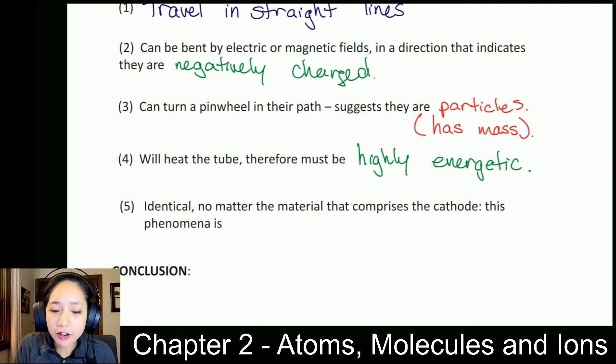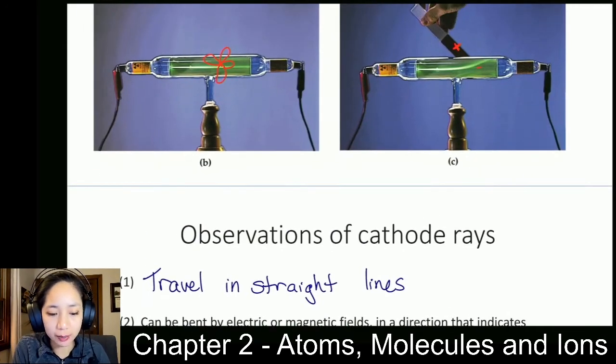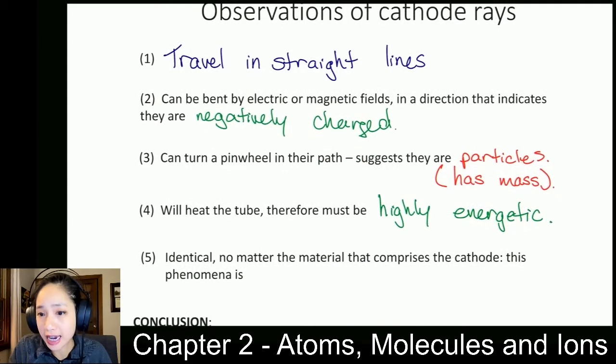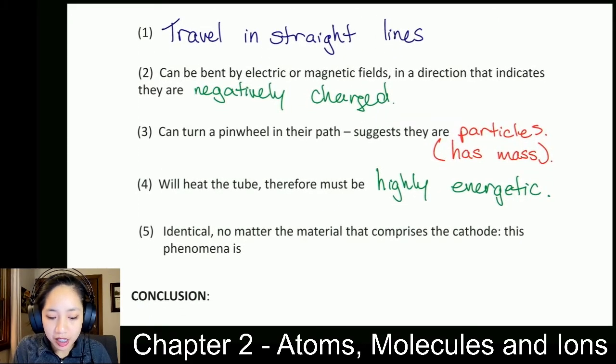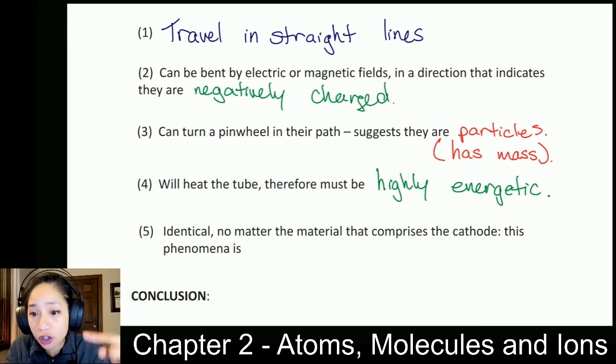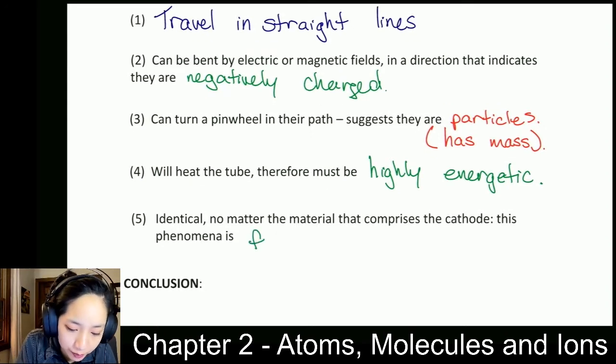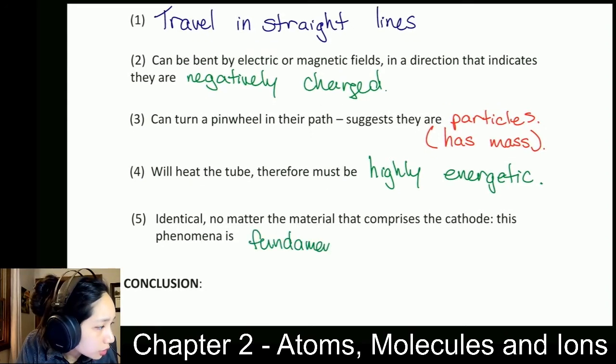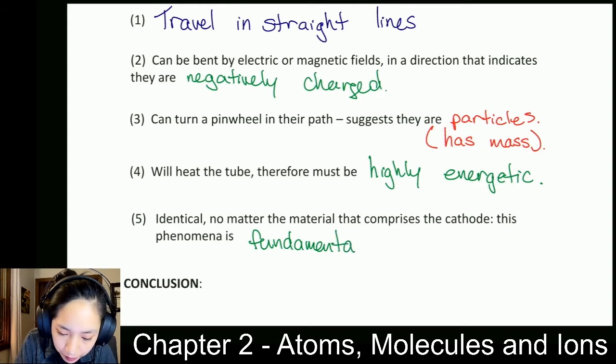Right? And then finally, the fifth observation is that they saw identical results, identical observations, no matter what the material of the cathode was. So the cathode, essentially the metal tips of the tube, it didn't matter what it was made out of, whatever metal it was, copper, iron, whatever, they saw the same results. So that means that this phenomenon, whatever is coming out, discharging from the tube, is a fundamental part of all matter.